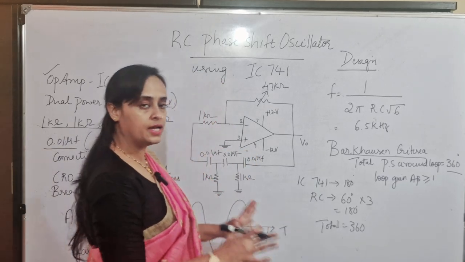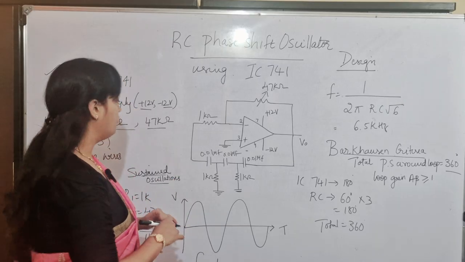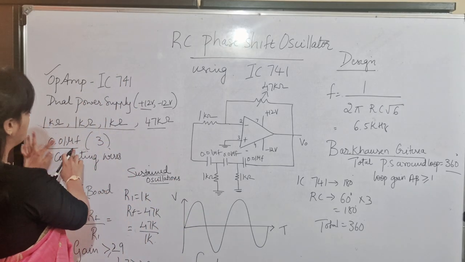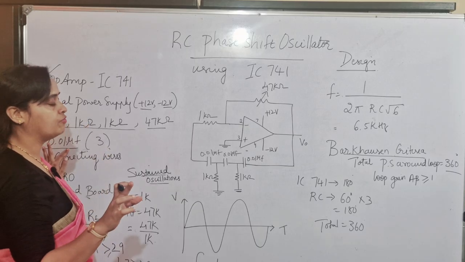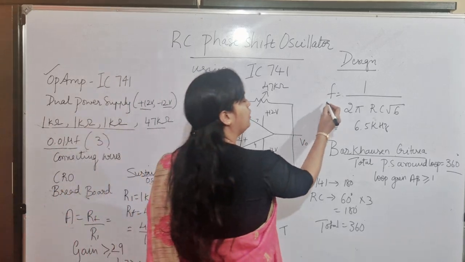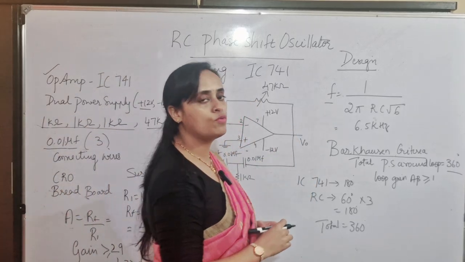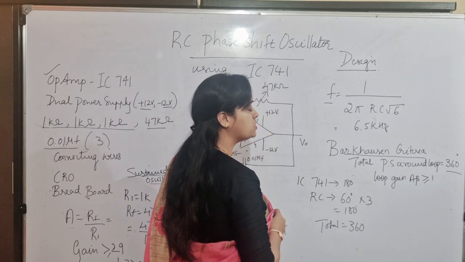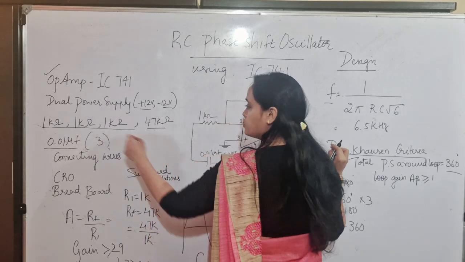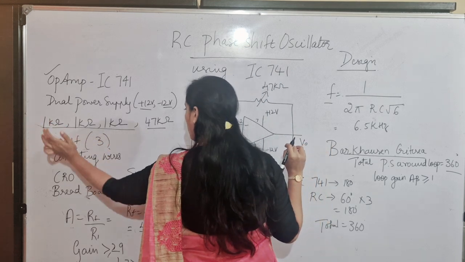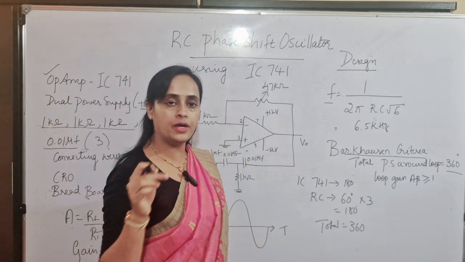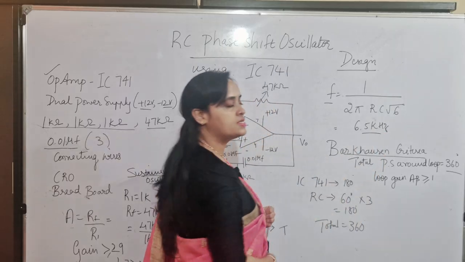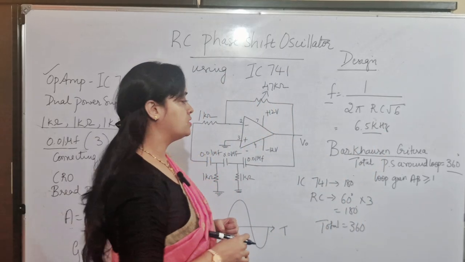Now let's design it. To design, we have taken the value of R as 1 kilo ohm and capacitance as 0.01 microfarad, and this is the formula to design the sinusoidal wave whose frequency is 1 by 2 pi RC root 6. When this is tabulated using resistance as 1 kilo ohm and capacitance as 0.01 microfarad, the value of frequency obtained is 6.5 kilohertz.